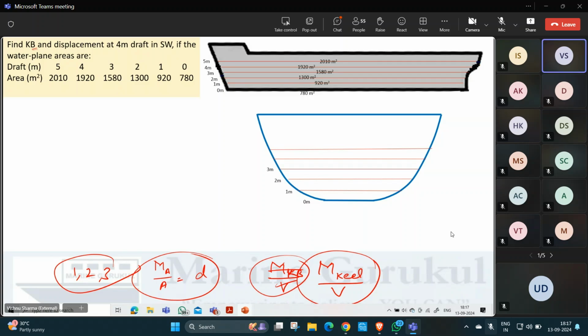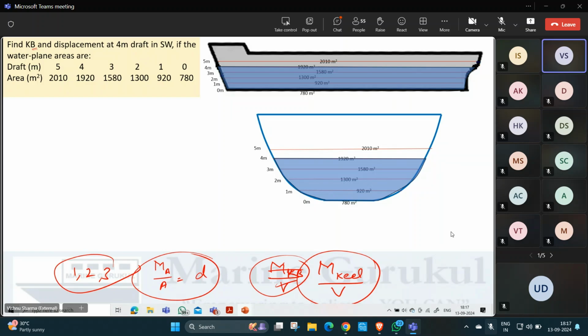These are the water plane areas. What is the volume of our interest? Volume of interest is only up to 4 meters. This is the volume in the side elevation. This is the volume in the cross-sectional view. Does everybody agree? Correct, beta?